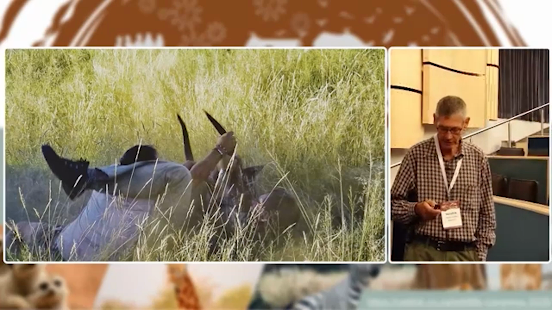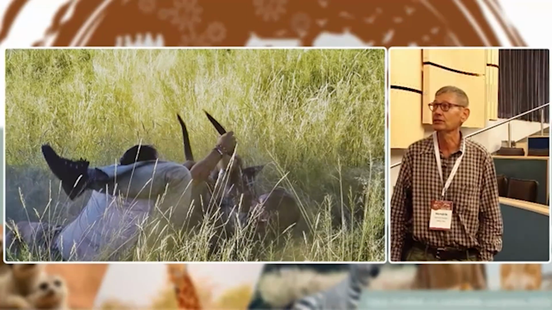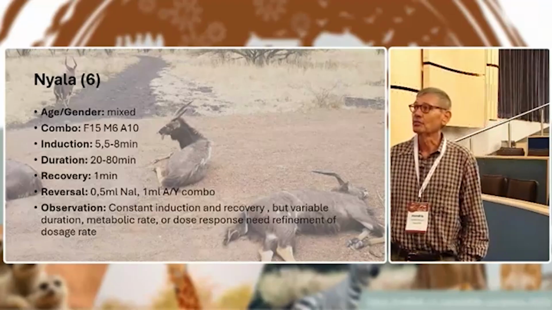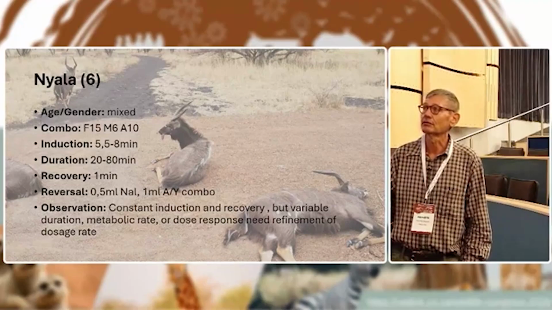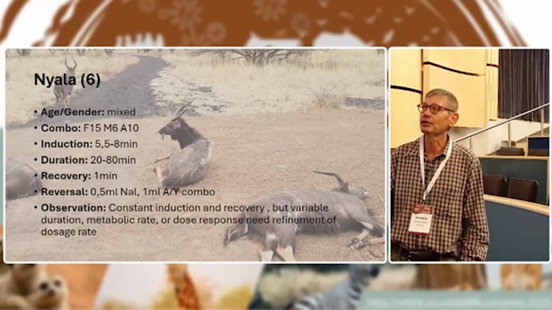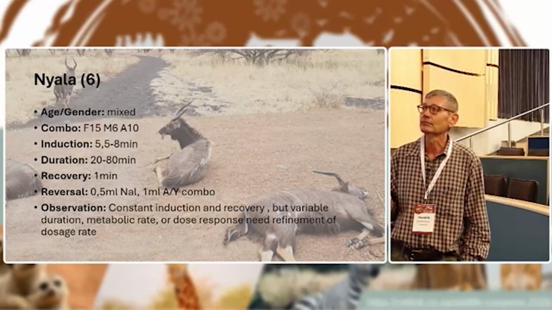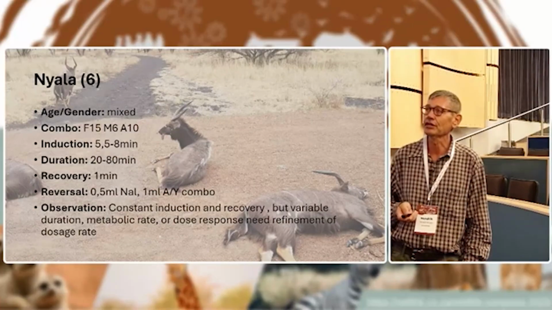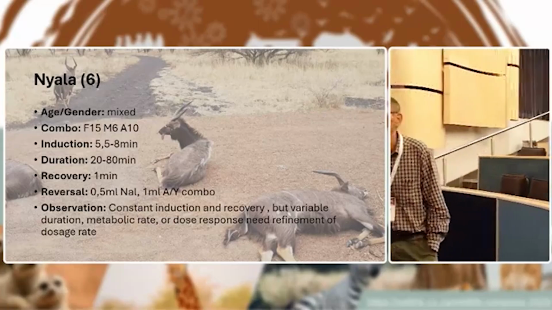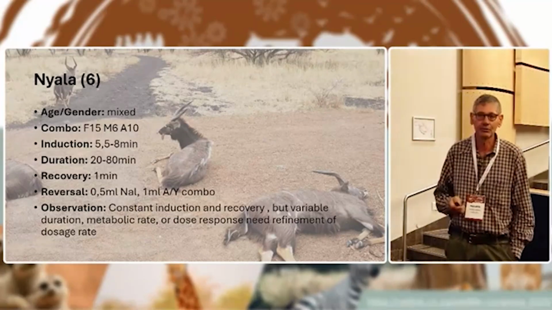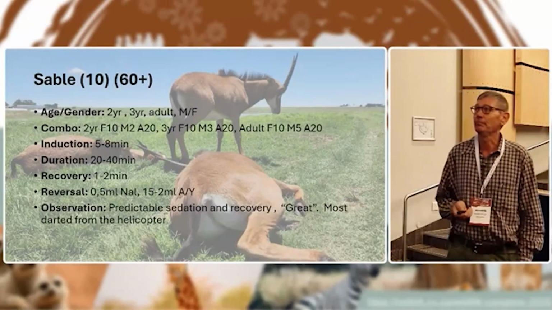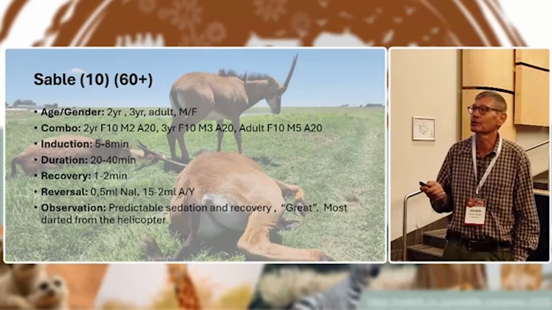Yeah, my least favorite species, nyala. I've had nice reports back from Tinus about nyala: 15 milligrams fentanyl, 6 medetomidine, 10 azaperone, 5.5 induction time. He also had some variation, so I think we still have to work a bit on the dosage for nyala.